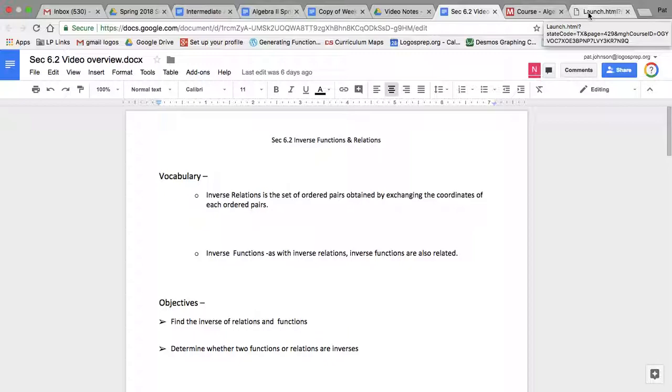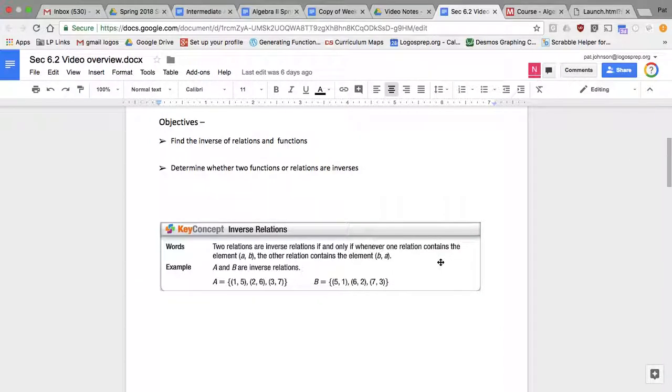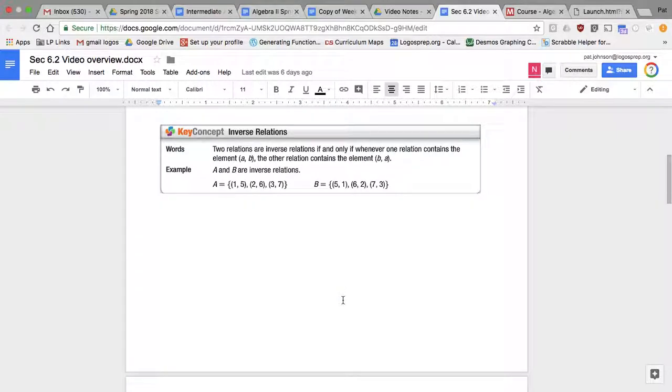But now we're going to talk about inverse relations. If you look at the key concept box, it's on page 393, but it's also on our video notes. Two relations are inverse relations if and only if, whenever one relation contains the element (a, b), the other contains the element (b, a). So basically we're flipping the x and y coordinates. For the example here, A and B are inverse relations. Look at A, the coordinates are (1, 5), (2, 6), (3, 7). And B's are just the opposite, (5, 1), (6, 2), (7, 3).